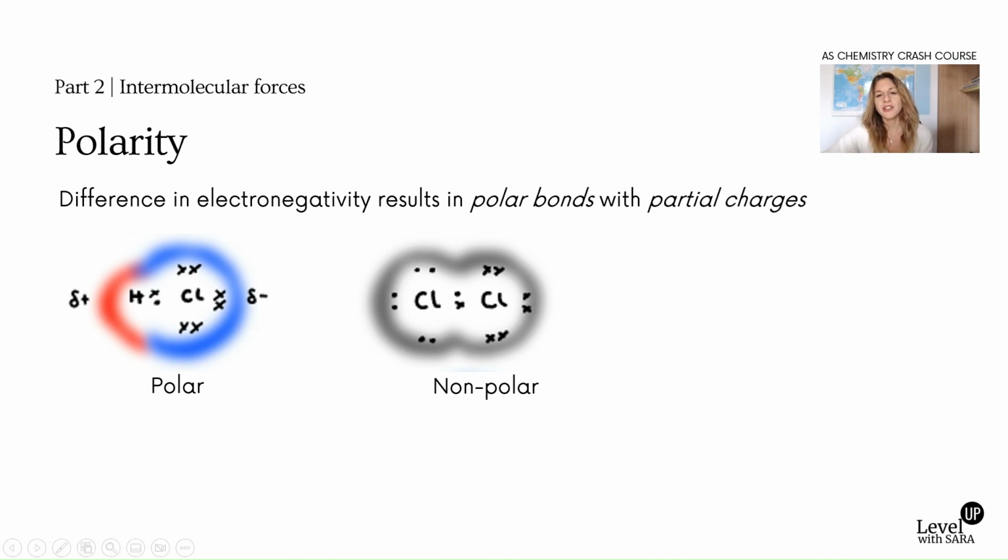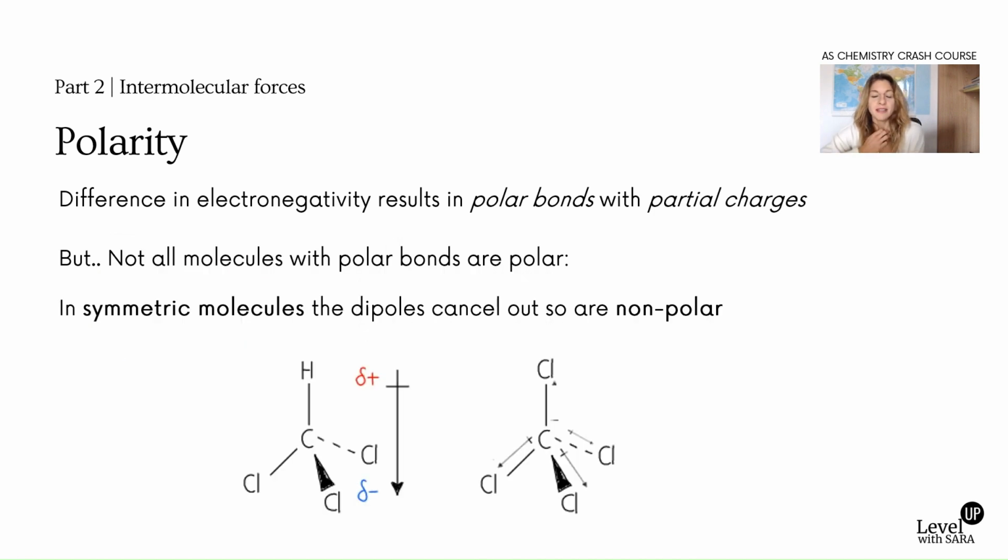Okay, partial charges, because it's not like an ionic bond where the electrons are fully gained or lost, but the electrons are just a little bit closer to that side. A little bit more electrons on that side means partial charge. While in a nonpolar bond, notice that there is an even distribution of electrons. If we have two elements that are exactly the same, they don't have a difference in electronegativity, so they're going to be nonpolar. There is another case though, because not all molecules with polar bonds are polar.